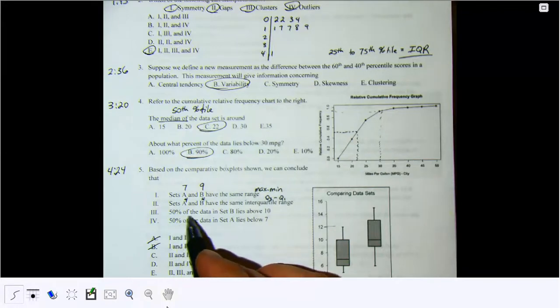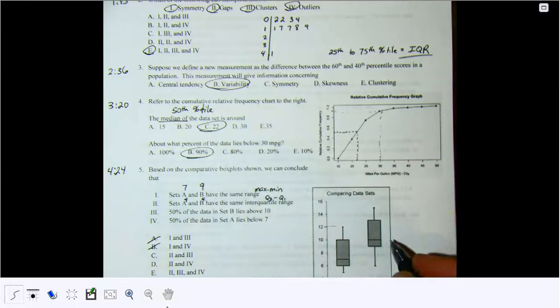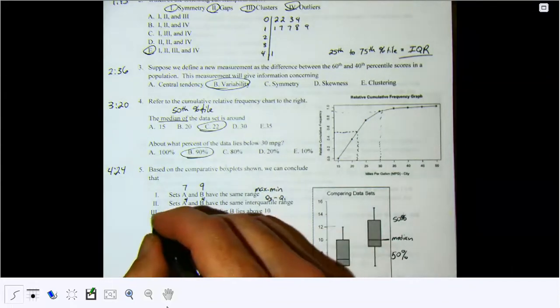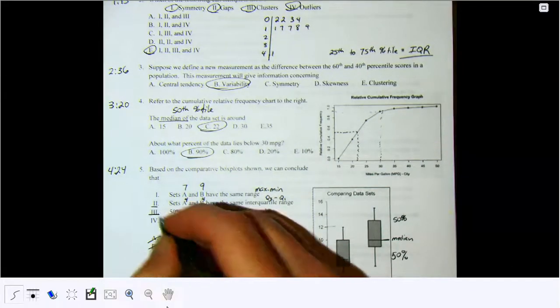All right, 50% of the data in set B lies above 10. We have to remember that 10 is my median. That's what that middle line in the box plot is. So that means I have 50% above that and 50% below that. So that's a true statement: 50% will be above 10. Okay, so that is true. So right now we've got 2 is true, 3 is true.